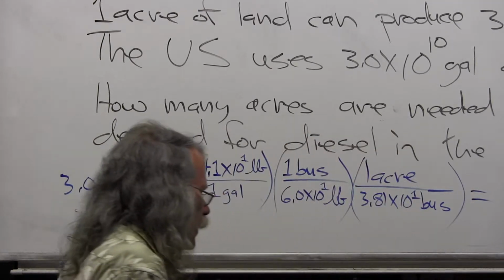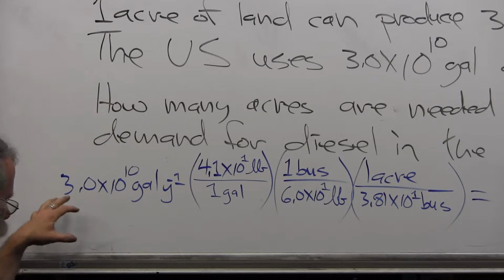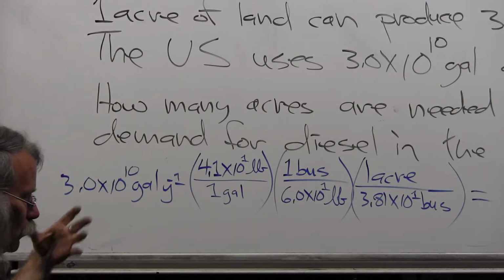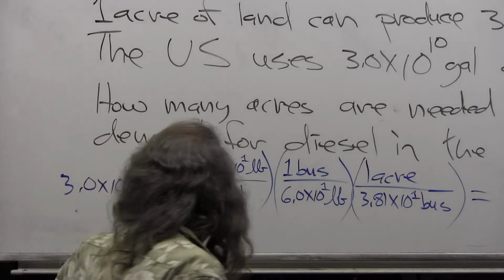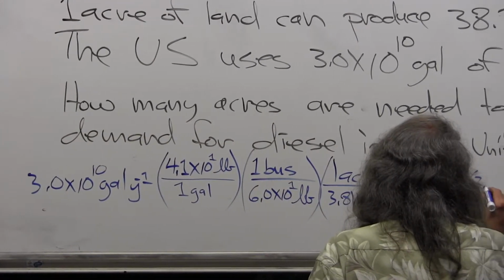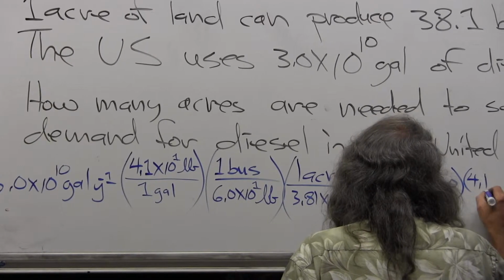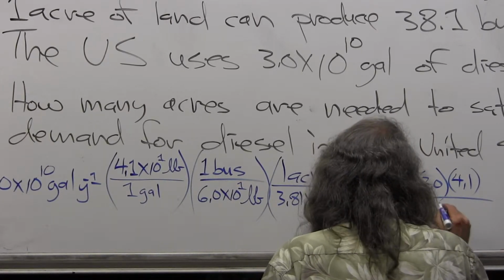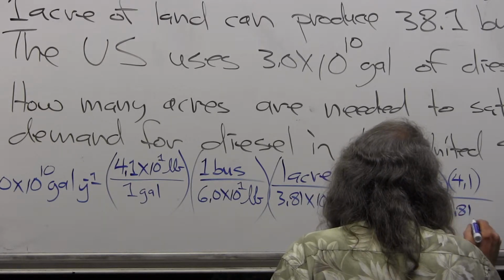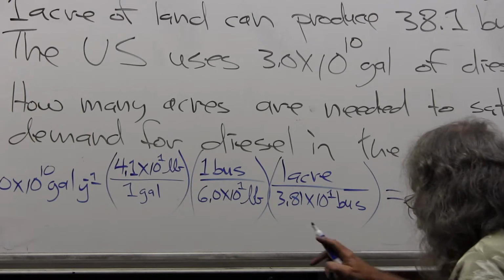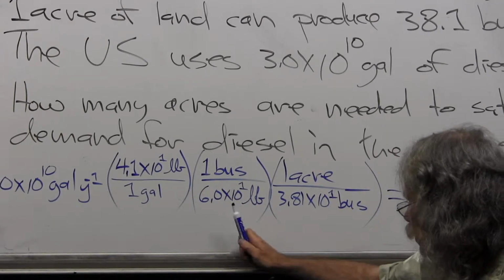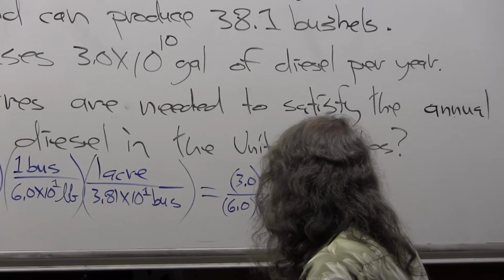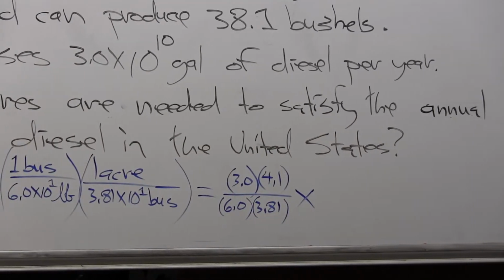So now this is going to be an equality. So let's now look at what we need to do. The mantissa information and the characteristic information, the order of magnitude, and the order of magnitude is going to turn out to be the revealing point. So let's take the mantissa first. That'd be 3.0 times 4.1 divided by 6.0 times 3.81. And that is all. Did I miss anything? Nope. That's the mantissa information. And now let's get the characteristic or order of magnitude.